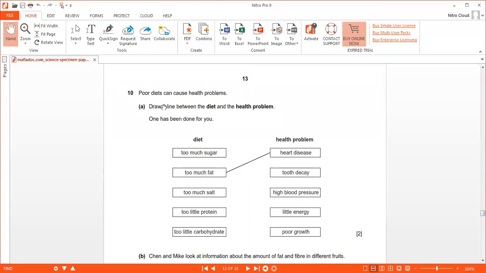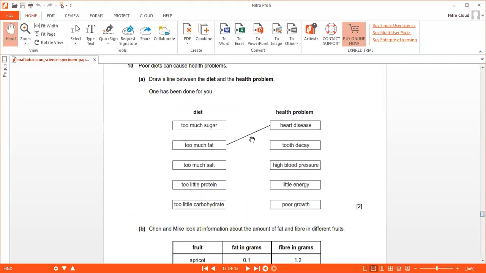Number 10. 4 diets can cause health problems. Draw a line between the diet and the health problem. Too much sugar will cause what? Heart disease, tooth decay, high blood pressure, little energy, poor growth. Too much sugar, of course, will cause tooth decay.